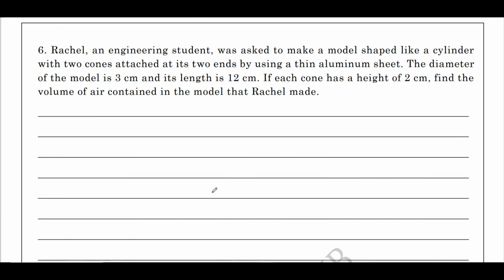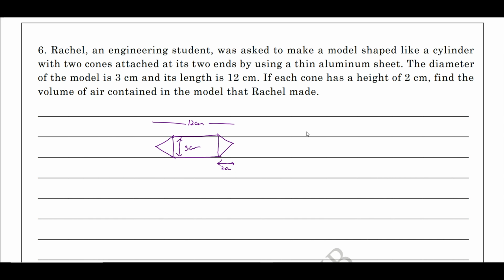Raquel, an engineering student, was asked to make a model shaped like a cylinder, with two cones attached to its ends. So it is made up of a cylinder and a cone attached to both the ends of the cylinder. The diameter of the model is 3 centimeter, and its total length is 12 centimeter. The cone has height 2 centimeter. Find the volume of the air contained in the model.